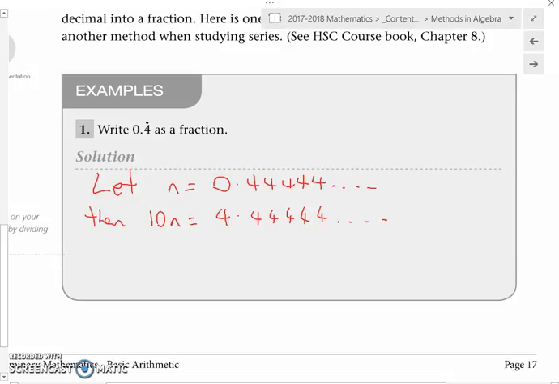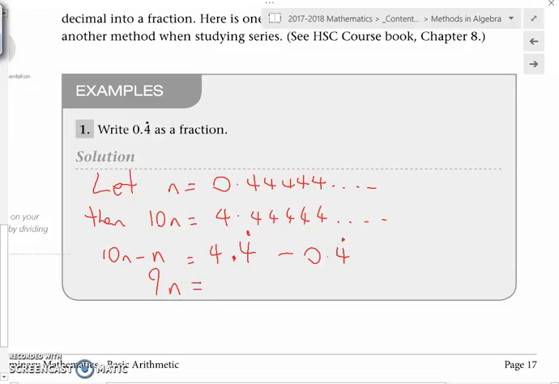I went, okay, well, then let's go 10n minus n. What do I have? 10n minus n is 9n. Okay, so let's go 9n. So what I'm actually saying is I want the 4.4 recurring minus the 0.4 recurring.